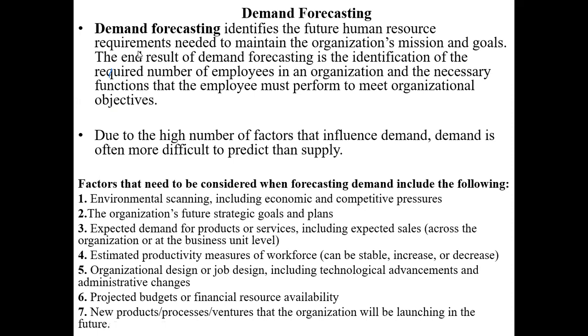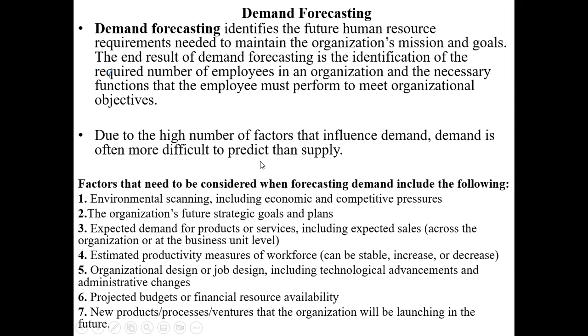So demand forecasting essentially tries to identify the core human resources that will be needed to maintain the organization's missions and goals. And the end result of the demand forecasting is the identification of the required number of employees in an organization and the necessary functions that the employees must perform to meet the organizational objectives.